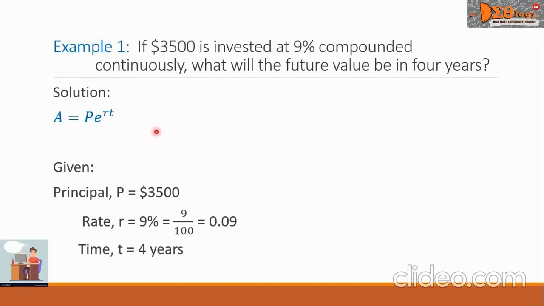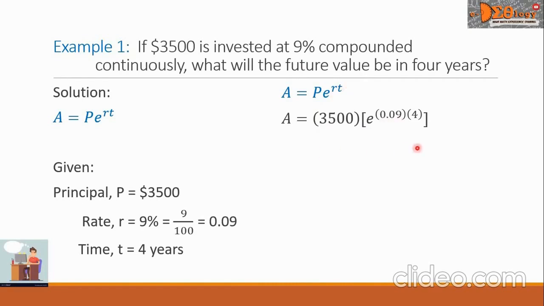Now we are ready to use our formula. Let us write it again in here. Then let us do the substitution. So we have this capital A equals, the P is now changed into 3,500 times the constant E that is raised to the product RT. The R is now changed into 0.09 times the time, which is 4.